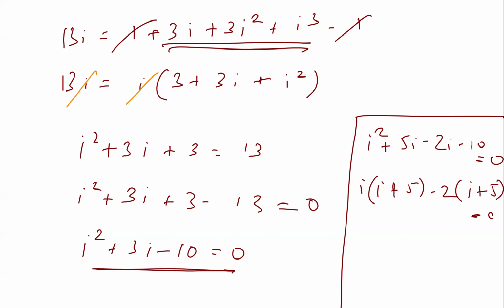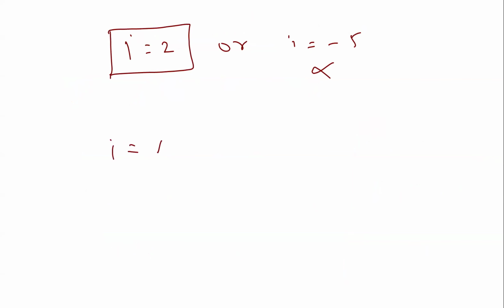Okay, (I - 2)(I + 5) = 0. That gives me the value of I as 2 or I as -5. The second case is discarded because we are not considering depreciation over here. The value is increasing. So the value of I is 2. Now I is equal to rate upon 100 in this particular chapter. So I = 2, that is rate upon 100.